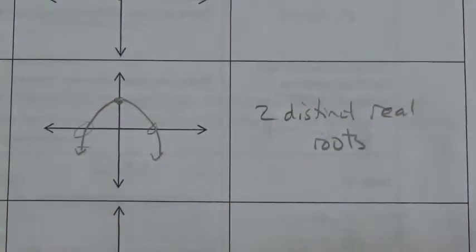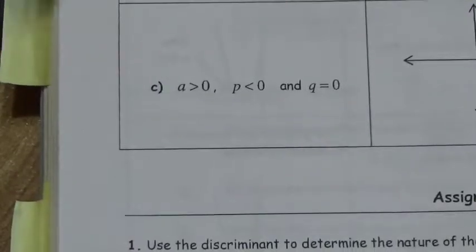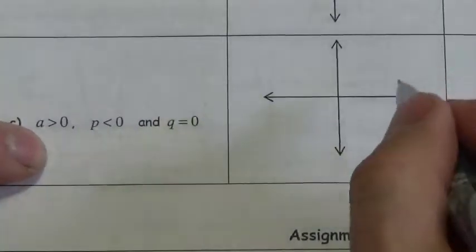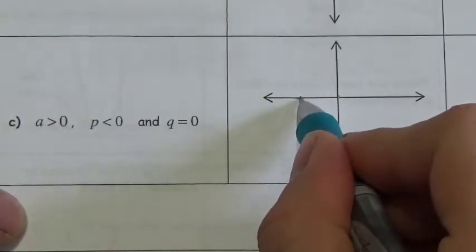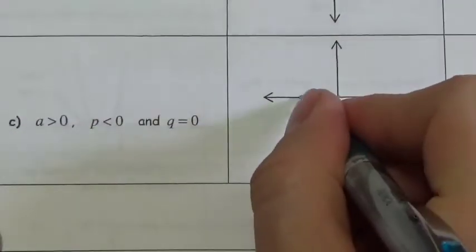Now, without even trying, I can probably guess that the next one's going to be two equal real roots, but let's just take a look at this scenario anyway. a is greater than 0, doesn't really matter. p is less than 0, meaning that this quadratic has been translated to the left. I don't know how far, but to the left. q equals 0 means it's not going up or down. It's staying right on the x-axis.